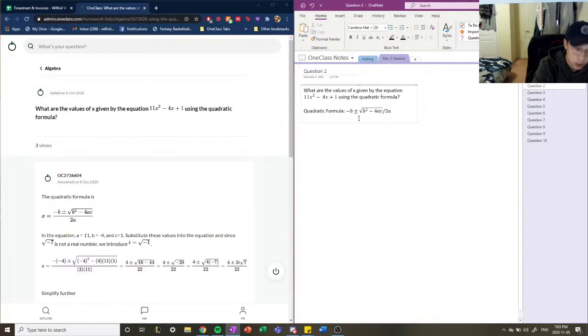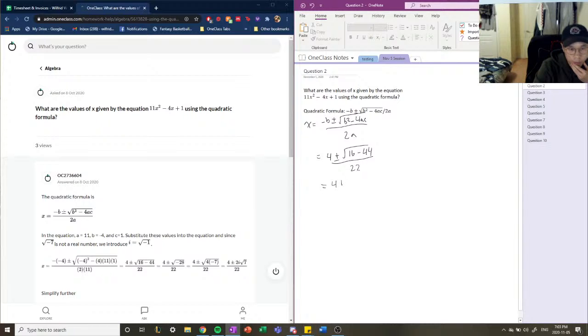So x equals negative b plus or minus the square root of b squared minus 4ac, divided by 2a. Our b is negative 4, so negative negative cancel out. So we have 4 plus or minus the square root of b squared, which is 16, minus 4 times a, which is 11, 44, times 1, which is 44 still. Our denominator includes 2a, so it's 22. Okay, so we're going to simplify this square root here.